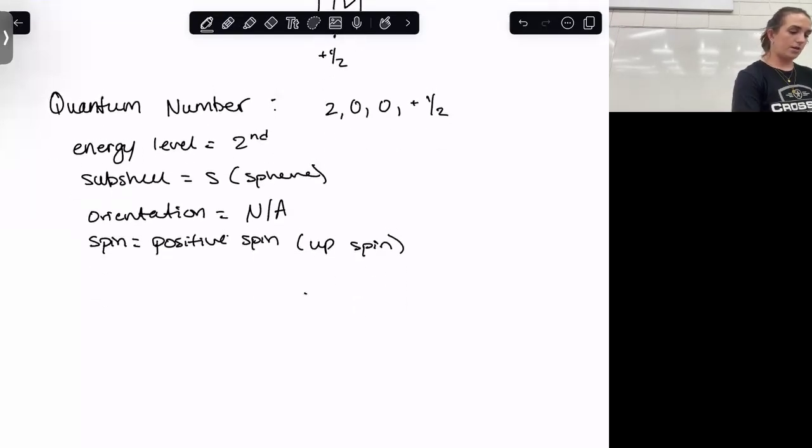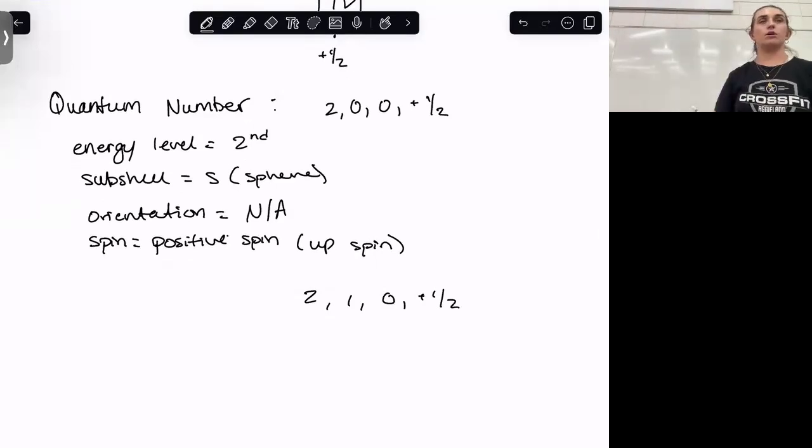Right, you could have one that was 2, 1, 0, +1/2, right? In this case, the 0 is still there, but that L is equal to 1 now. So now our options are -1, 0, and +1 for M sub L. But if you see a 0 come first with your L, then it will always be followed by another 0.